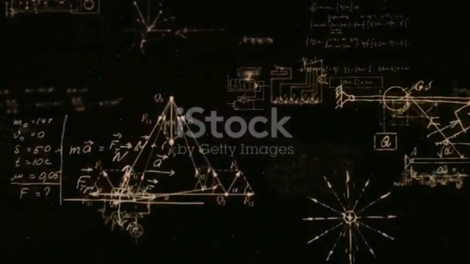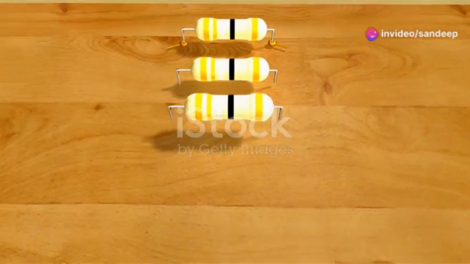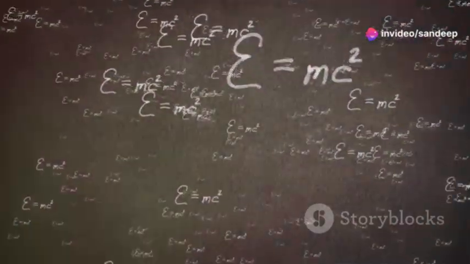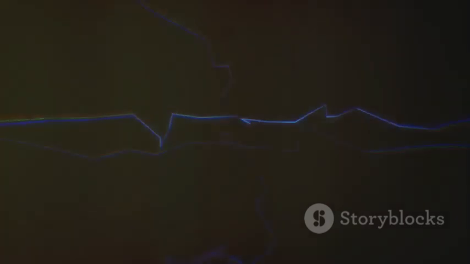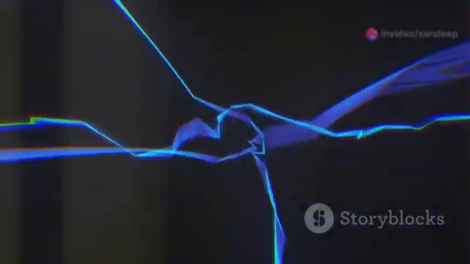Chapter 4. Ohm's Law, the Relationship Trio. We've explored electric charge, current, and potential difference. Now let's tie them together with Ohm's Law. Named after Georg Simon Ohm, this law describes the relationship between voltage, V, current, I, and resistance, R. Ohm's law states that current is directly proportional to voltage and inversely proportional to resistance.